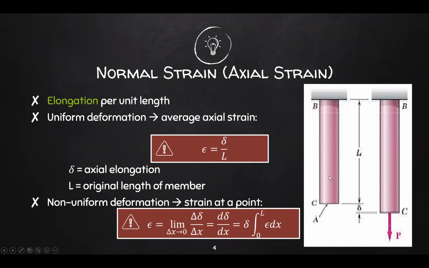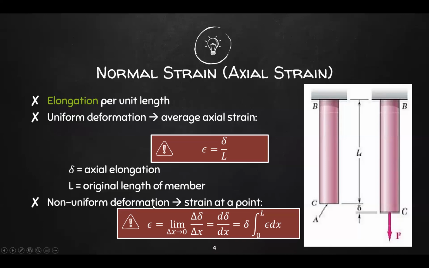For example, looking at the figure on the right, this is your rod, okay? And then it's acted upon by an applied force P. Because of this P, your rod elongated by this amount, which is your delta, the amount your object deformed. And then L sub O, or L, is simply the original length of your member. So that's for uniform deformation.